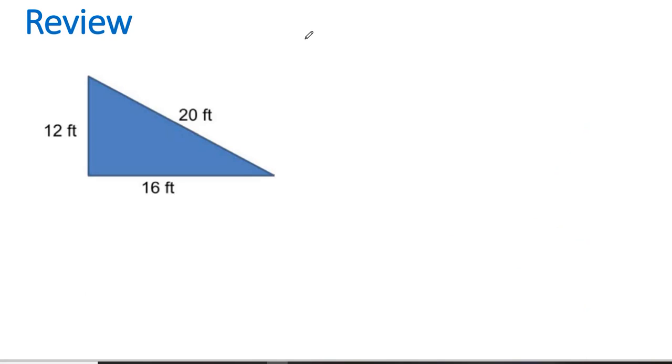For the perimeter of a triangle, we're simply going to add all the sides. So we're just going to take the 20 plus the 16 plus the 12. So that's going to give us a perimeter of 48 feet.